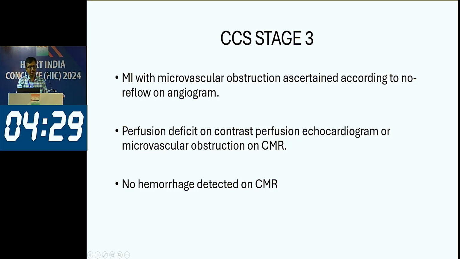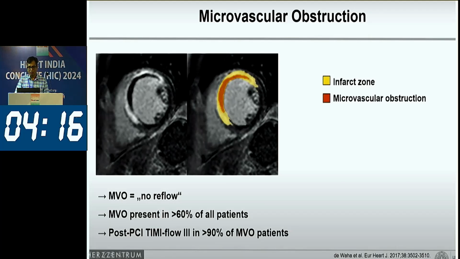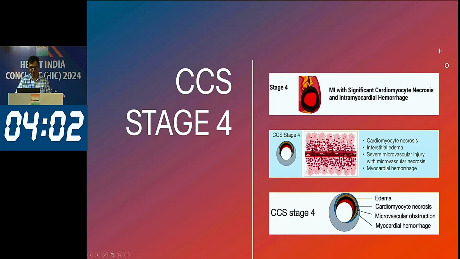So in this stage there is MI with microvascular obstruction and a perfusion deficit on contrast perfusion echo, or the microvascular obstruction can be quantified by MRI. Here you can see that in MI, despite 90% of patients having TIMI 3 flow, 60% of patients actually have this type of microvascular obstruction, and in the long term their prognosis is poor.